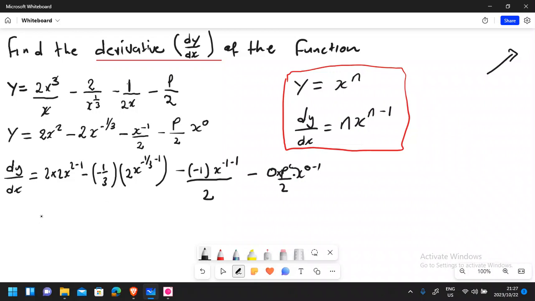So we continue. As we continue here with our dy over dx, this is going to give us 2 multiplied by 2, which is 4, and then we have x to the power of 2 minus 1, which is going to give us 1. Now if we multiply by negative 1 over 3, then we're going to have a positive answer there. Then we multiply throughout here, so the answer is going to be 2.